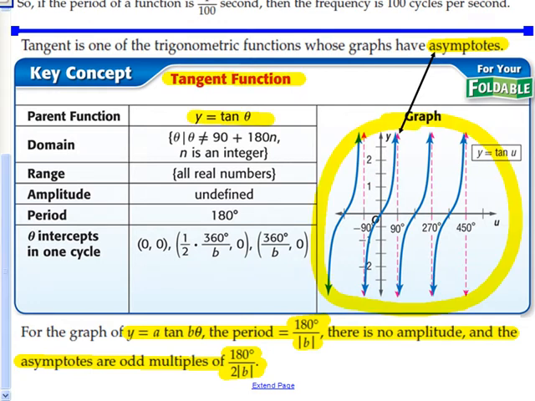So tangent doesn't necessarily have 5 key points, but what it does have is it starts at 0, and it's going to swoop up. It's going to have an asymptote at 90 degrees, and then it's going to end at 180. So from the asymptote, it's going to swoop back up again. So you want to think about this part as one cycle of tangent. Not one of the curves, but from 0 to 180, that's really what tangent looks like. And then we'll just be doing multiple representations of that.